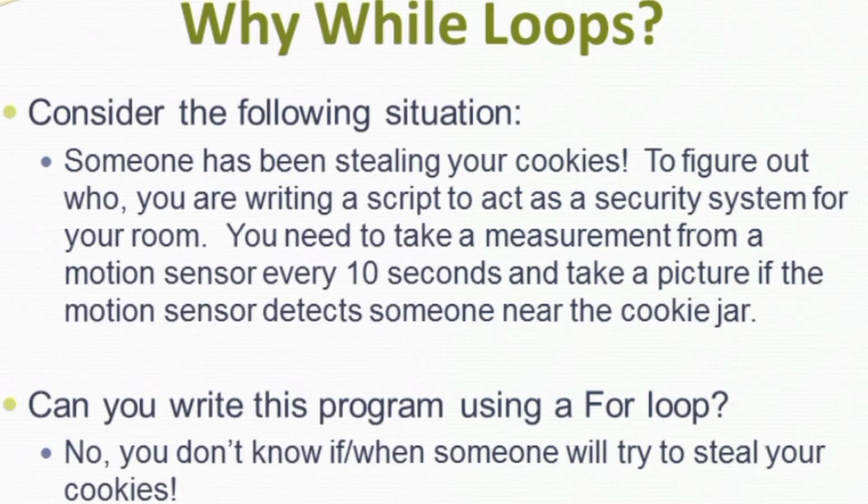You could technically set it up so that it'll run every 10 seconds, which isn't all that difficult to do with a for loop, but you don't know when you're going to have to stop and take that picture. And really, you'd probably want this thing to repeat indefinitely so that you can continuously monitor your cookies, right? For that situation, you couldn't use a for loop because the for loop has to have a definite stopping point. So for that, we need to understand how to use the while loop.